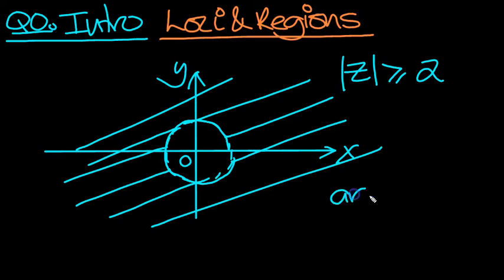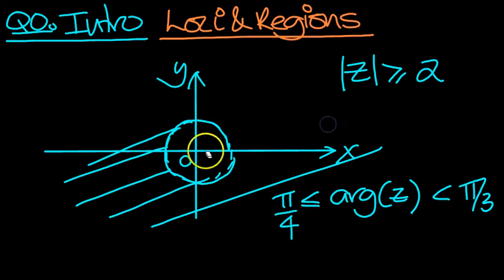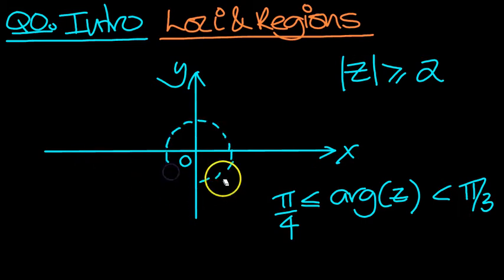The other thing that we could think about would be arg z. If we have an arg z, that's the angle of the z number, the principal angle. Suppose it's less than pi over 3 and greater than or equal to pi over 4, say. Let's just look at that then. And we'll do a little sketch for this one. Again, this is going to be a region. The angle of the z numbers have to be between two values. Pi over 4 is 45 degrees.